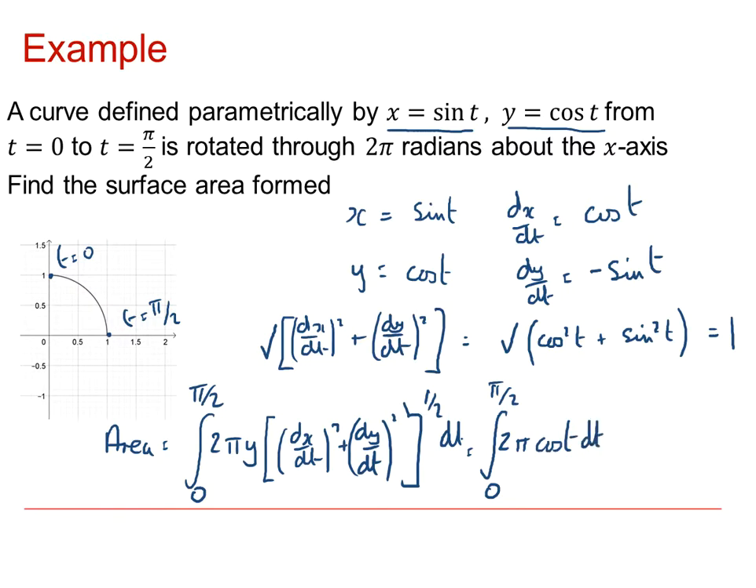The integral of cos t is sine t, so that's 2 pi sine t evaluated between 0 and pi by 2. Well, at pi by 2 sine t is equal to 1, and at 0 sine t is 0, so this is equal to 2 pi.